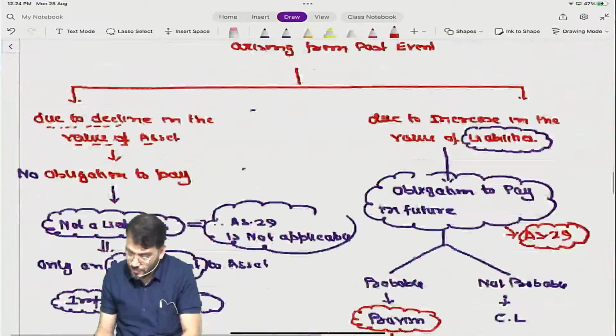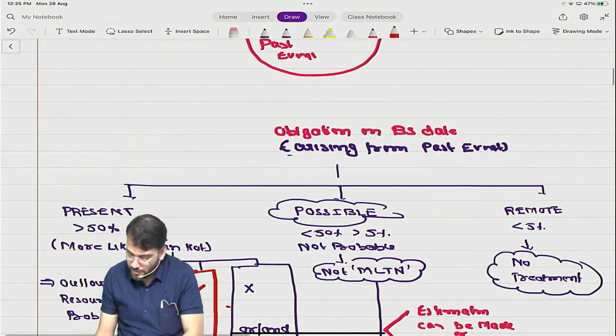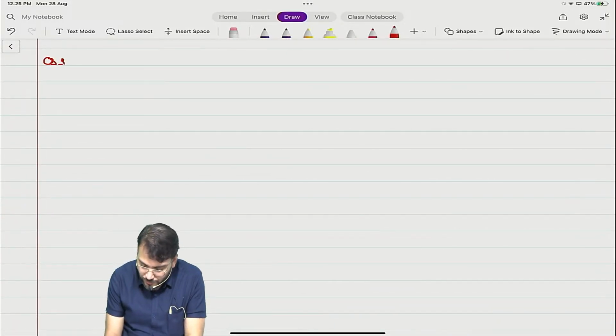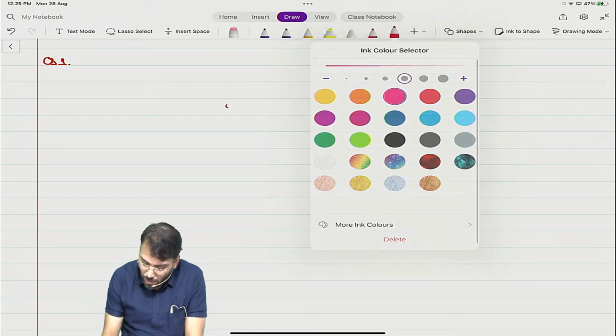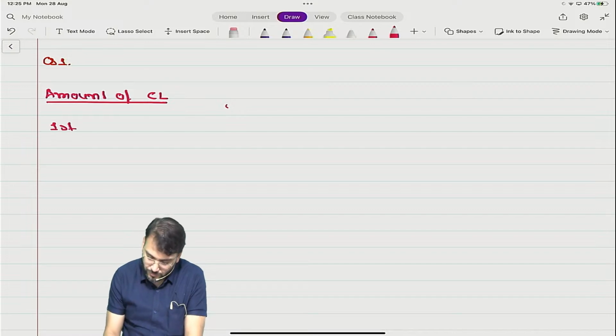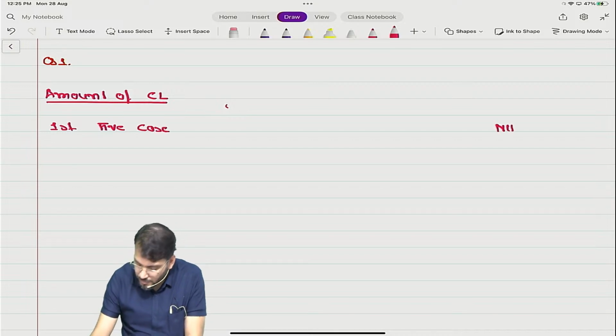Let's see. Can you say, we are doing question number 1. We want to calculate the amount of what? Contingent liability. First, how many cases? First 5 cases. Correct now? Nil amount. Then what? Next.